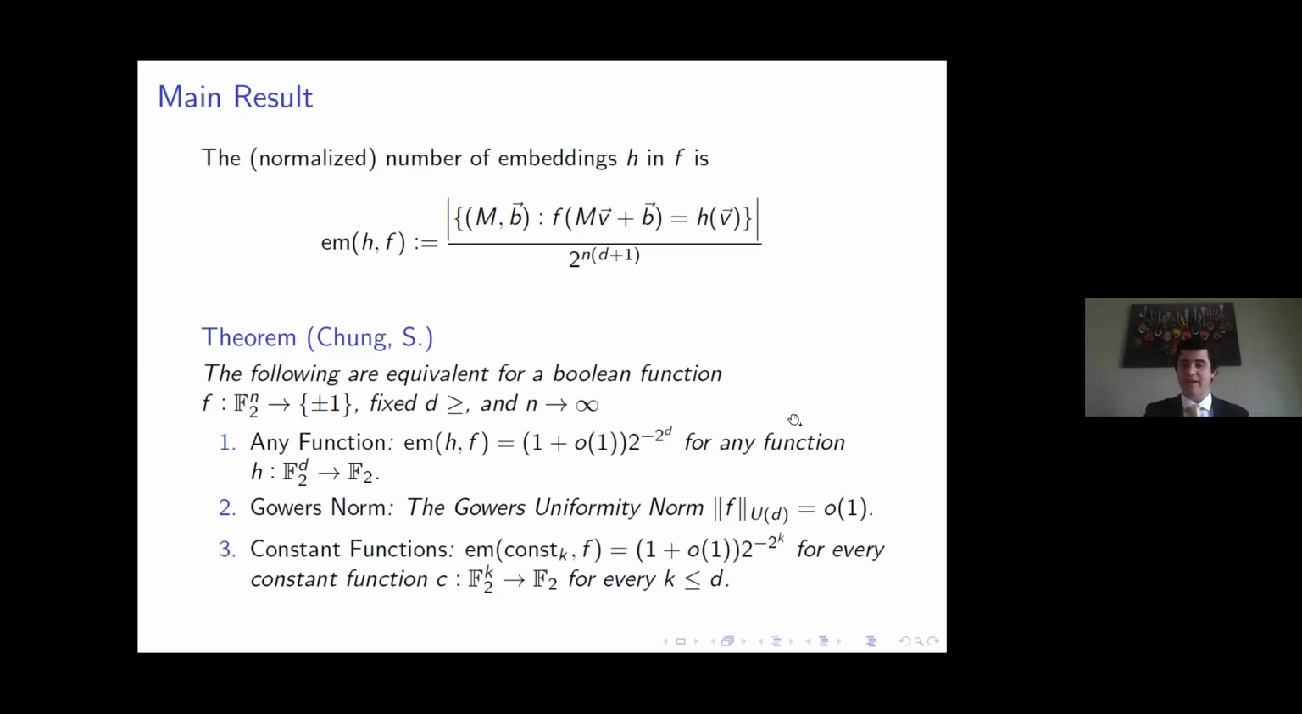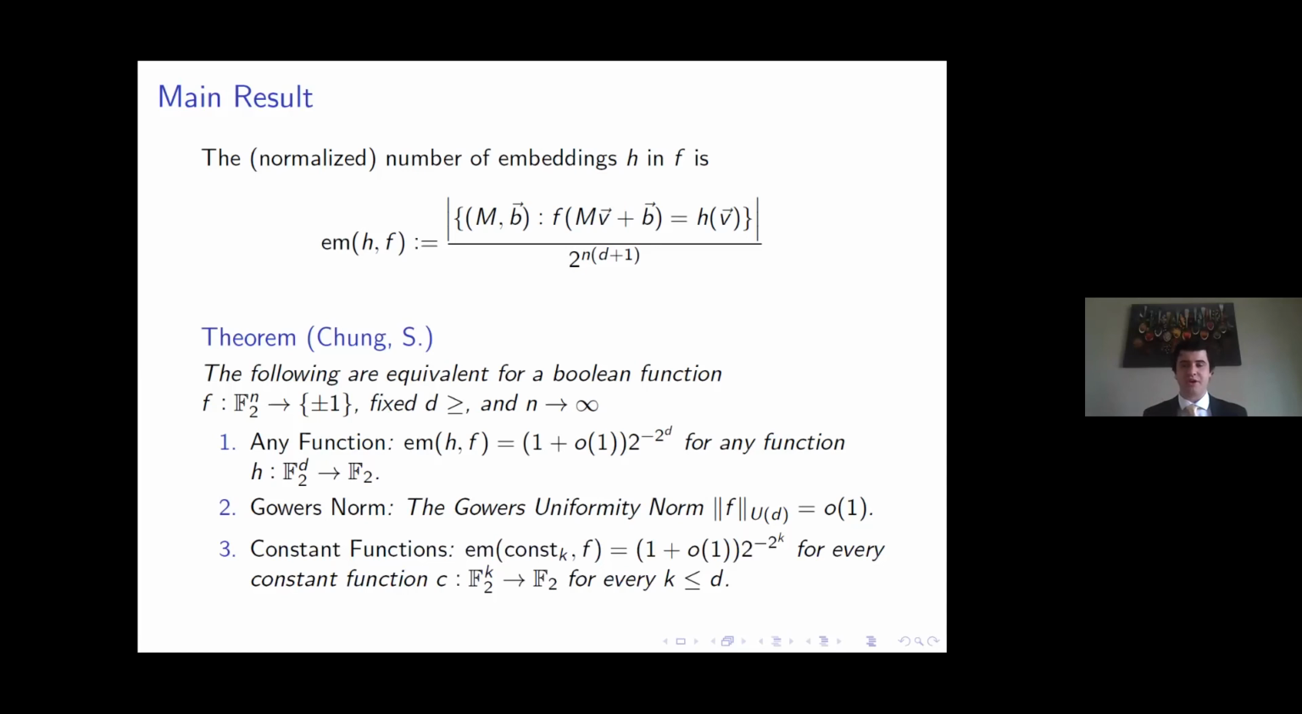And then 3, and this is the part I really want you guys to think about, is that instead of looking at all functions, if I embed constant functions on at most d bits in my Boolean function, and it occurs about the same number of times as it would randomly, then every function embeds about the same number of times as it would in a random function.